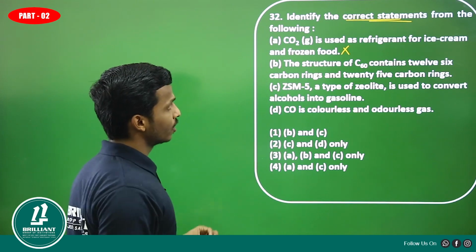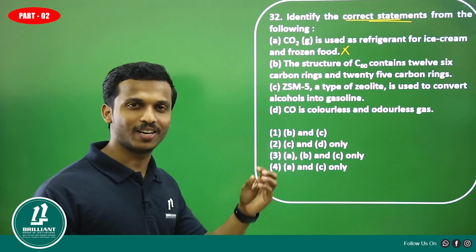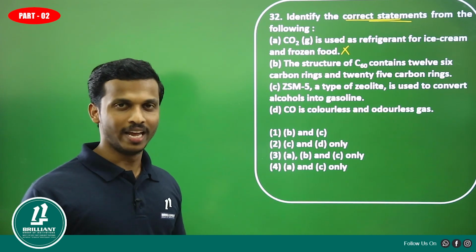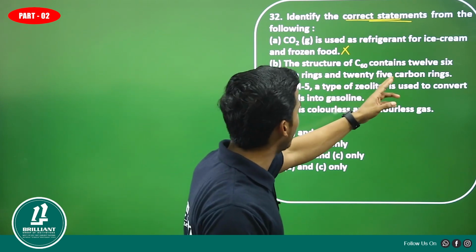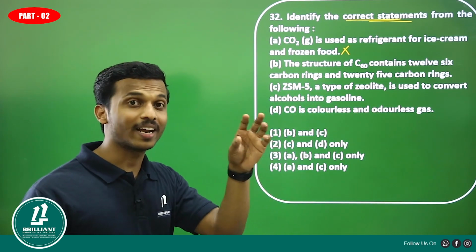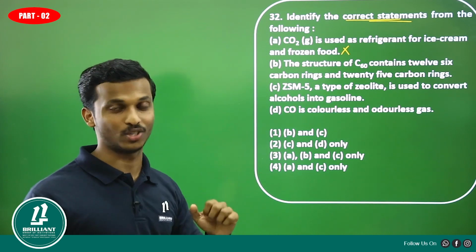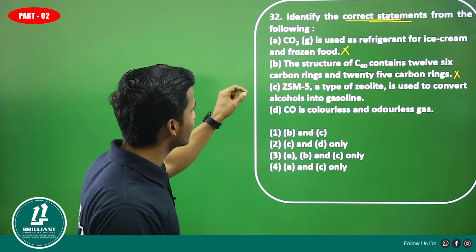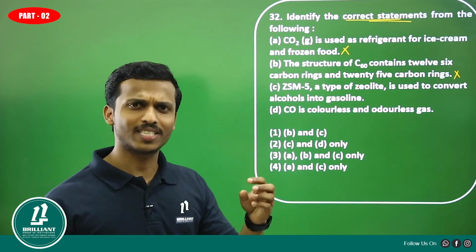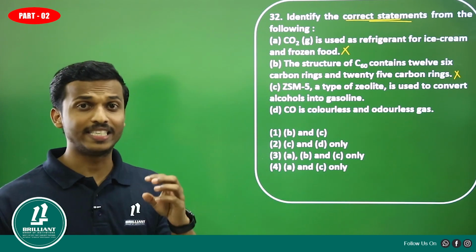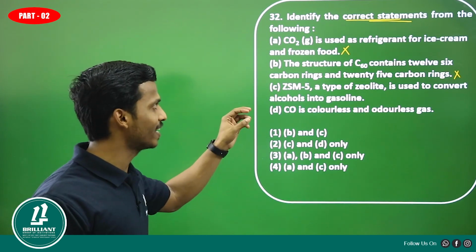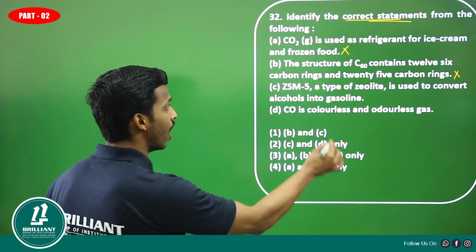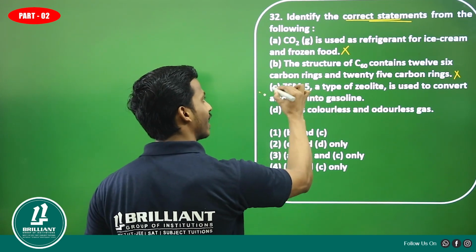Option B: the structure of C60. In grade 11 we studied Buckminsterfullerene, the carbon compound C60. They are saying 12 six-carbon rings. No, it contains 12 pentagons, 5-carbon rings. They have given 12 six-carbon rings, and that's a wrong statement. What about C? ZSM-5. What is ZSM-5? We studied it in grade 11 p-block: Zeolite Socony Mobil. ZSM-5 is used in petrochemical industries to convert alcohol into gasoline. Yes, that is a correct statement.